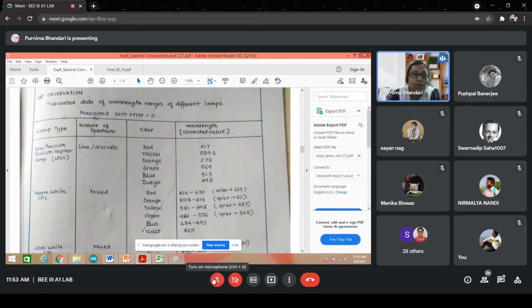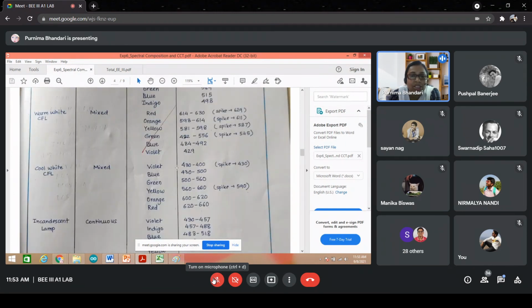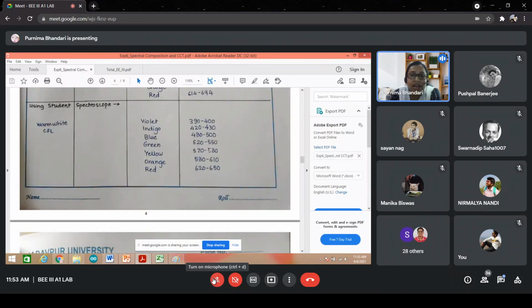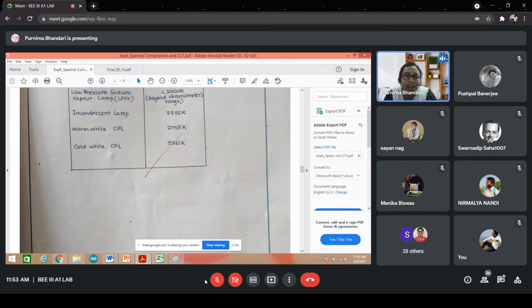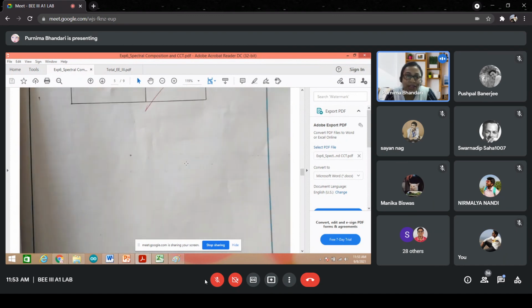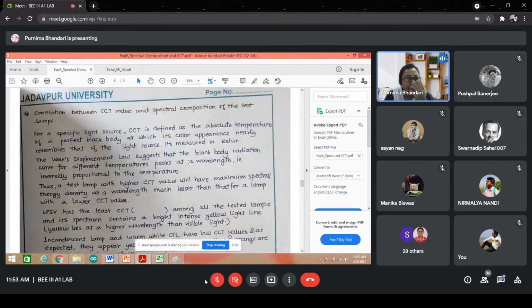And then the observation. This observation should be done by the student, but here we are giving you the old data because the situation is not permitting us to do the experiment. So this is the data. This page also you need. After that there is a measurement of CCT, and this is the data we measure in the lab. After that you don't have to do anything for this experiment. That's why some questions are given in the lab sheet to answer.